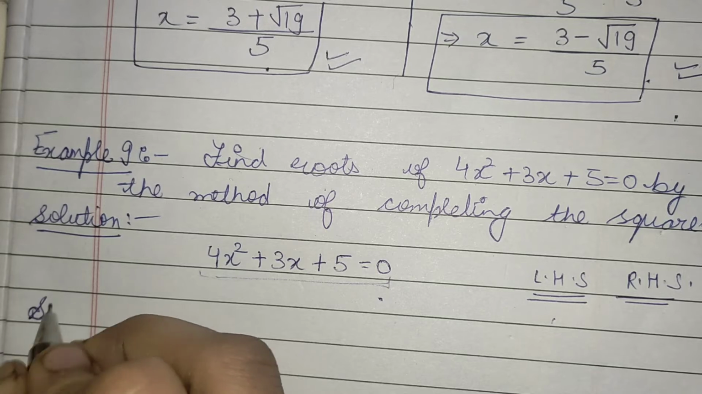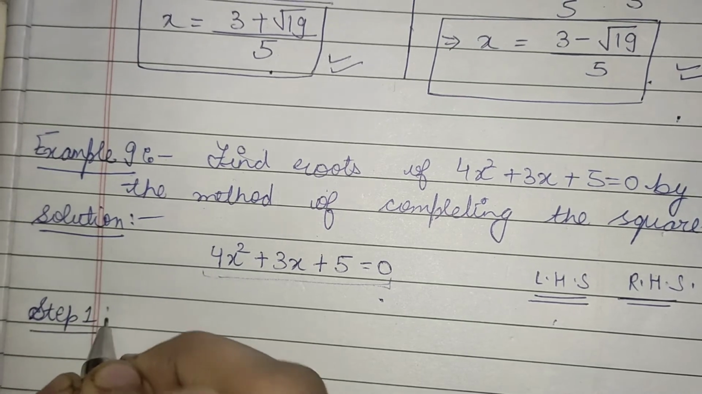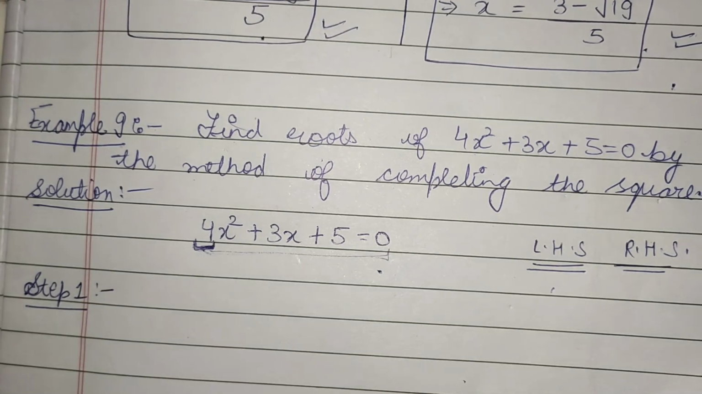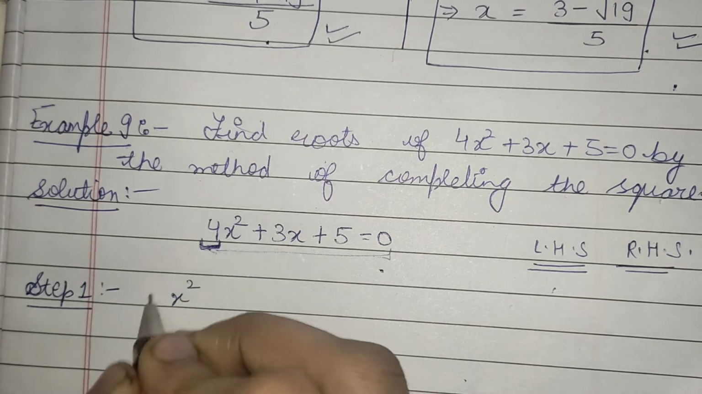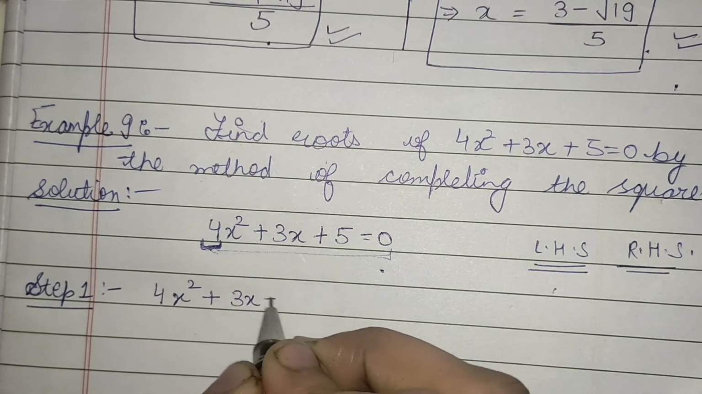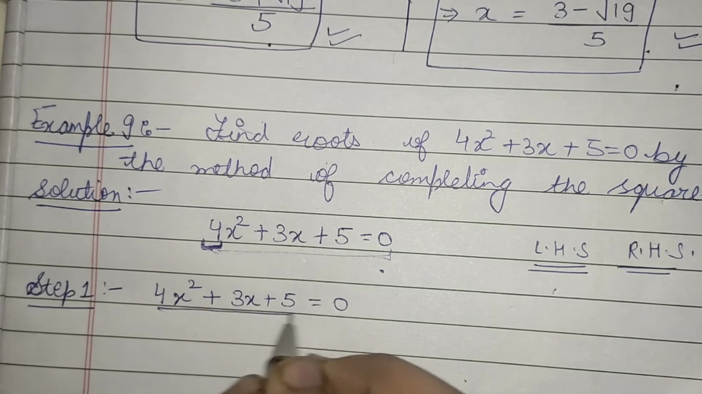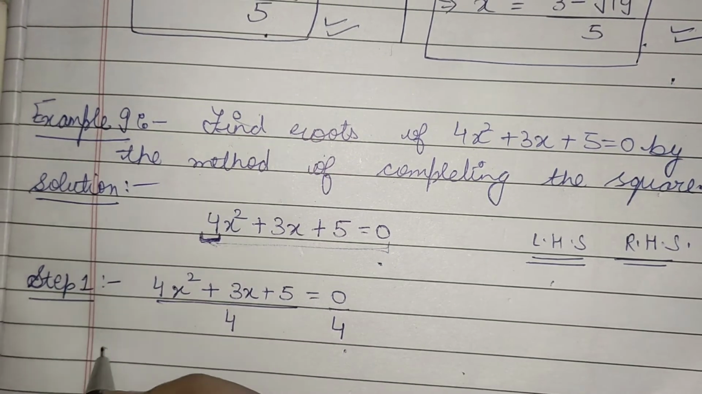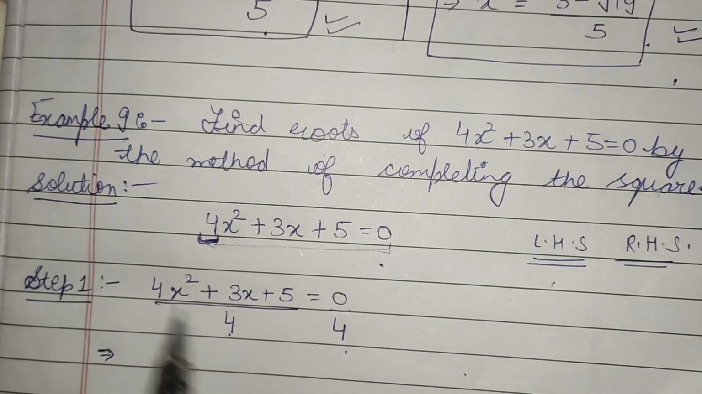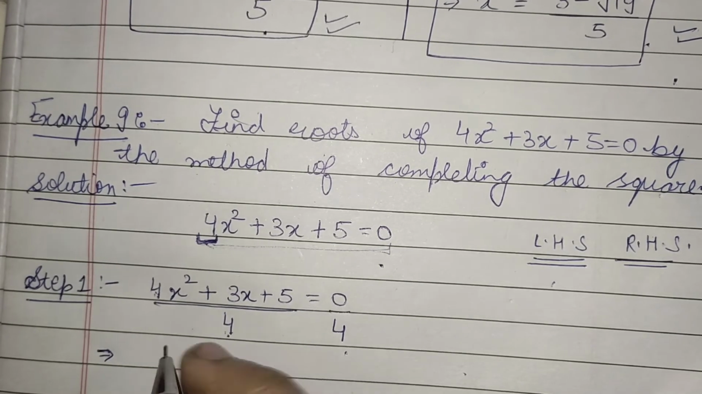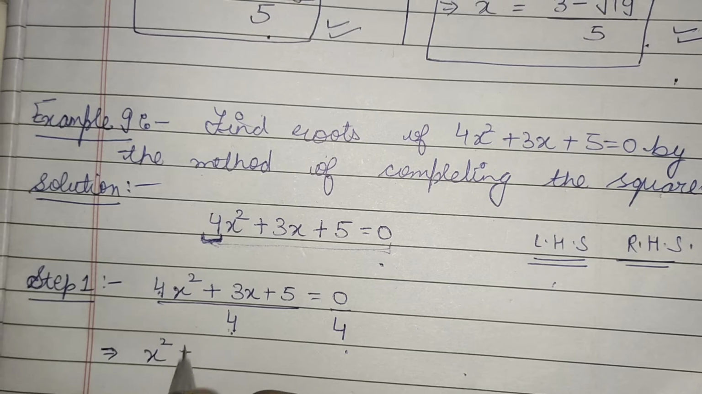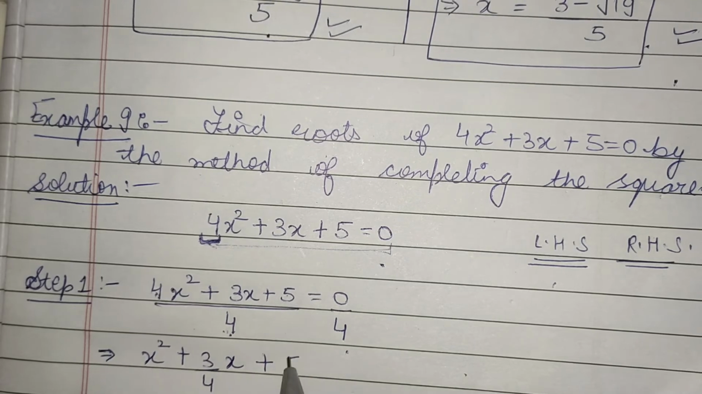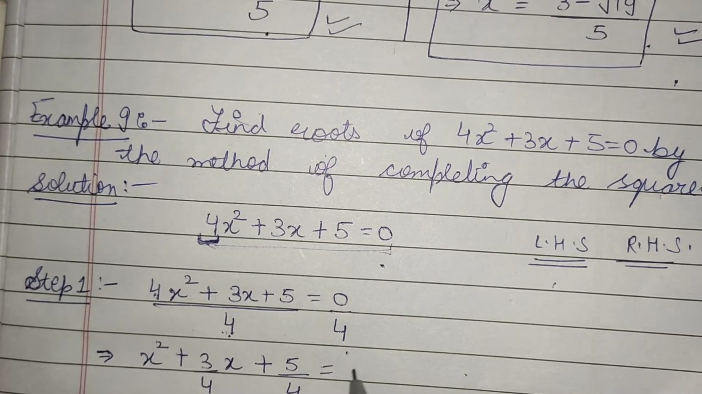So how do we do this? You know that the very first step is to check whether the coefficient of the x square term is 1 or not. If it is not 1, then we divide our complete equation, on the left hand side and also on the right hand side, by 4. So if I divide this complete equation by 4, then I will get x square plus 3 by 4 of x plus 5 by 4 is equal to 0 by 4, which will be what?